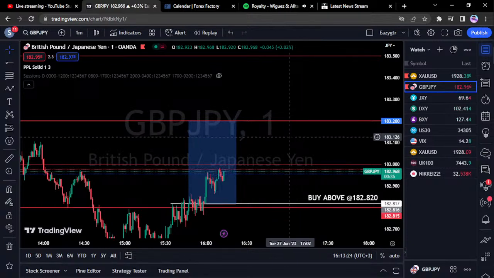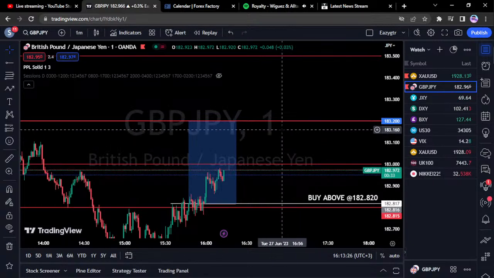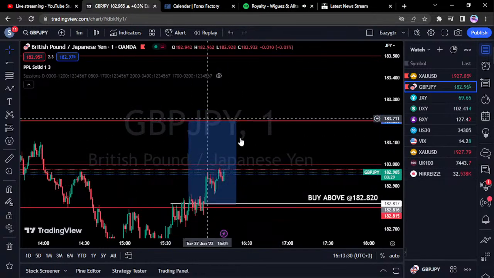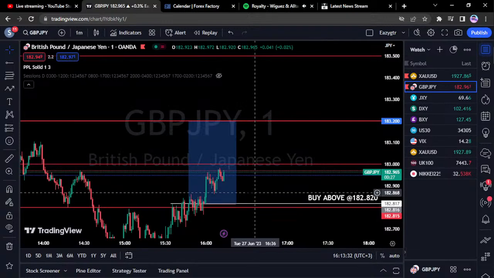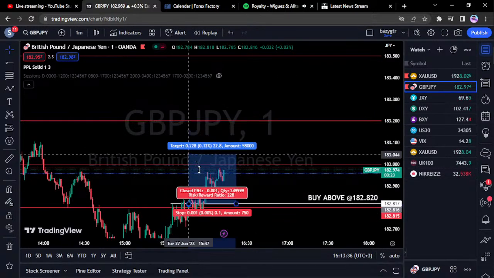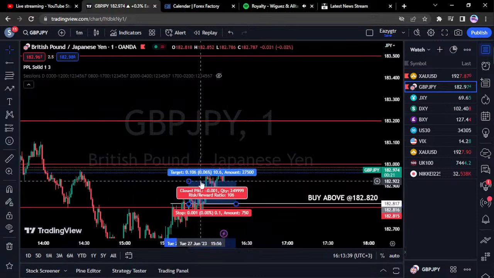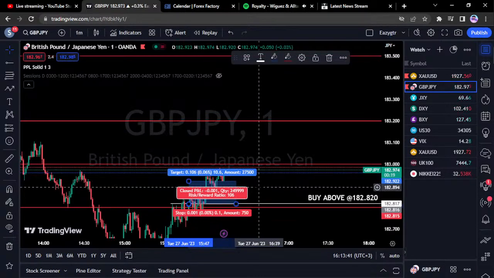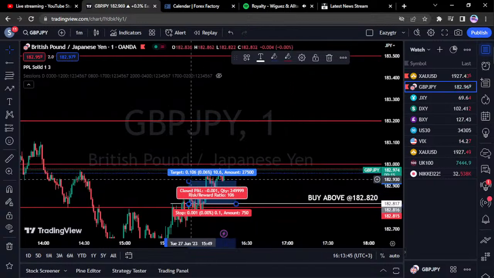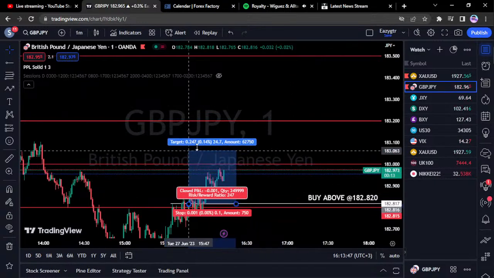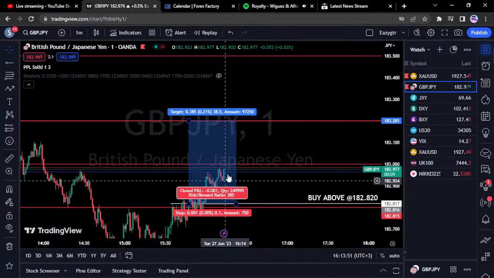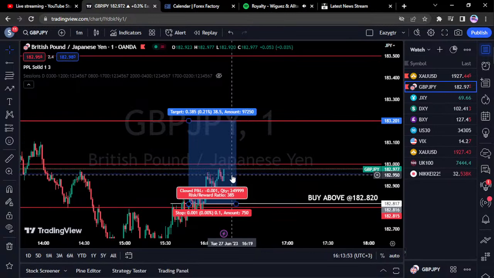If you have any questions, leave it in the comment section. Right now, GJ is slowly chugging its way up towards 183. So if it fails to break 183, we can all close our trades at 10 pips, 182,922. So let's just actively watch price action.